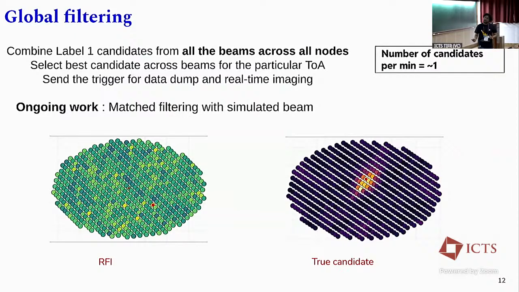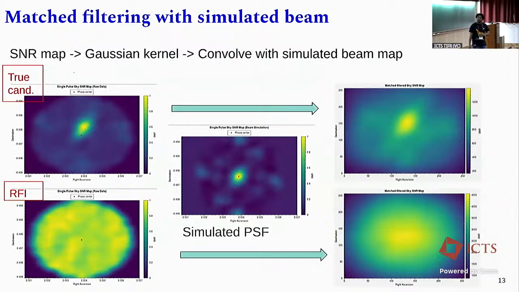So here is an example of an RFI which is present in all the beams, and here is an example of a true candidate which is present in the beam. You can see that if it's a true astrophysical source, it will be concentrated near the beam center, or wherever we are interested. The source is present in the data, but it will be present in quite a lesser number of beams compared to RFI, which will be just scattered everywhere. So we are trying to use this itself to finally say whether it is a true candidate or not.